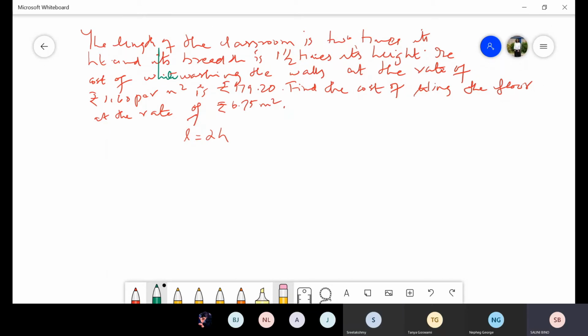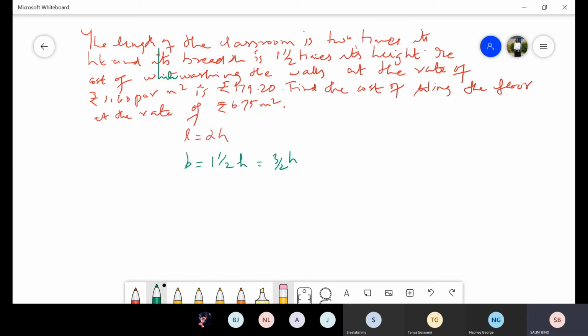Now, breadth is 1 and 1 by 2 times height. So, B equal to, what is 1 and 1 by 2? 1 and 1 by 2 is 3 by 2, right? And the cost of whitewashing the walls. Whitewashing the walls means LSA. You have to find out the LSA.